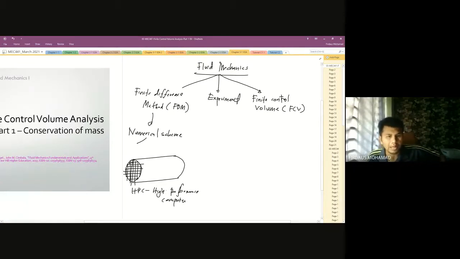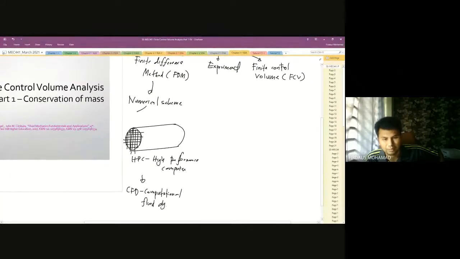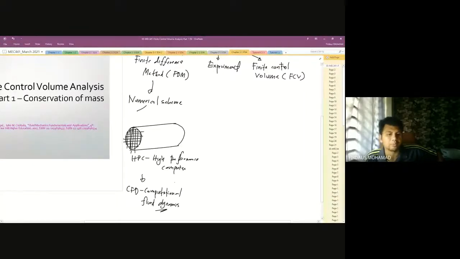But dalam kita punya MEC 441 kita tak akan adalah finite difference method. Nanti di tahun akhir you boleh ambil course CFD, Computational Fluid Dynamics. Kalau you ambil CFD course untuk elective, you akan belajar benda-benda macam ni, how to use that numerical scheme in order to solve for any fluid flow problem. So that is method number 1.